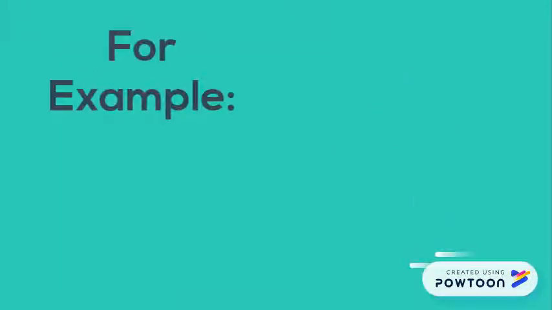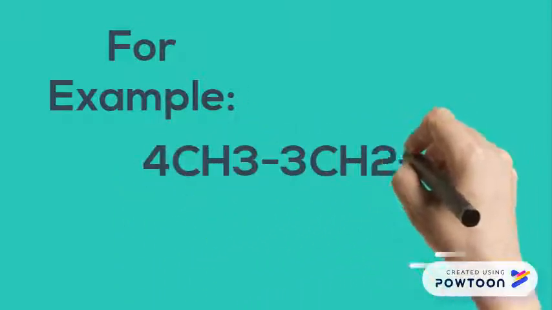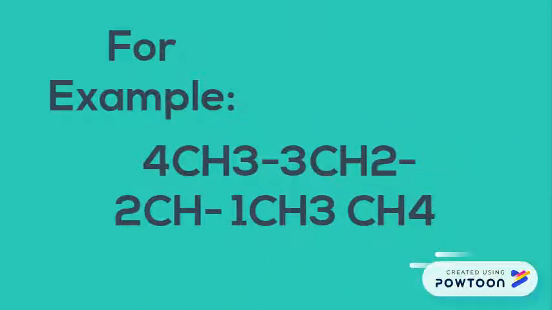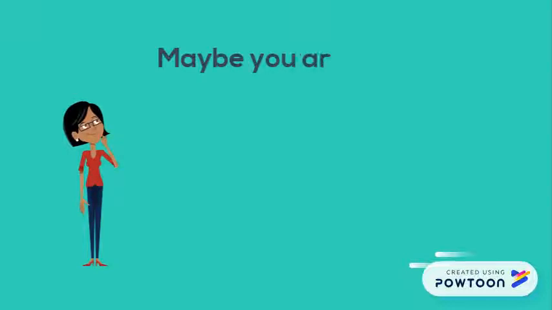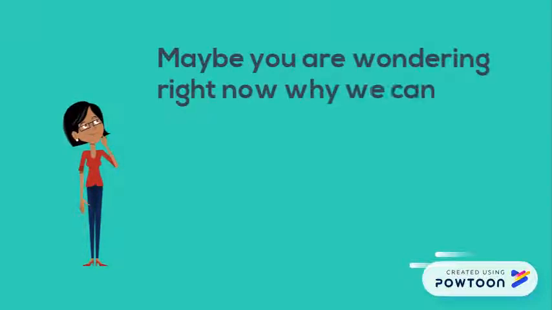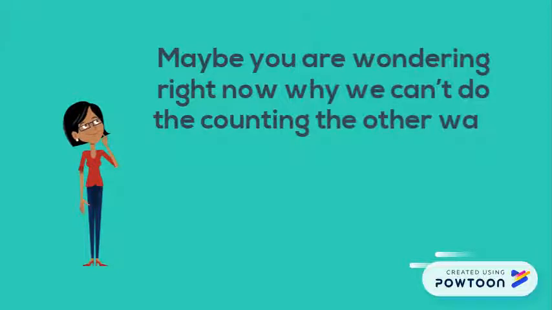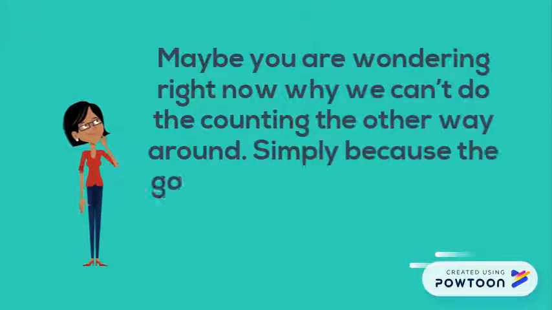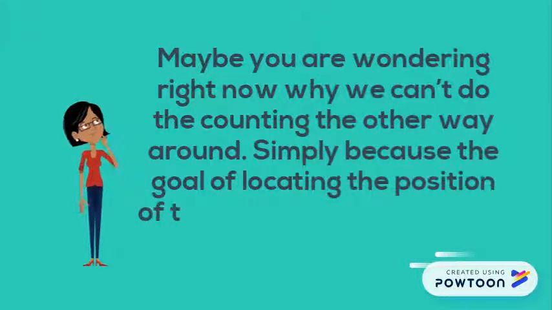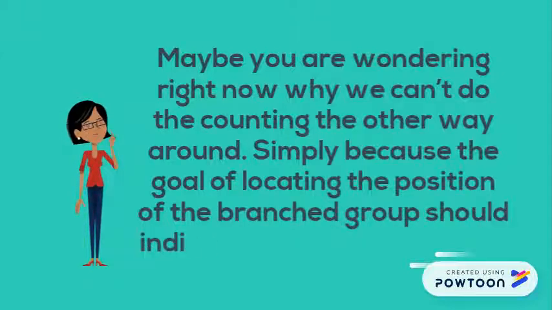For example, maybe you are wondering right now why we can't do the counting the other way around. Simply because the goal of locating the position of the branched group should indicate the shortest number possible.